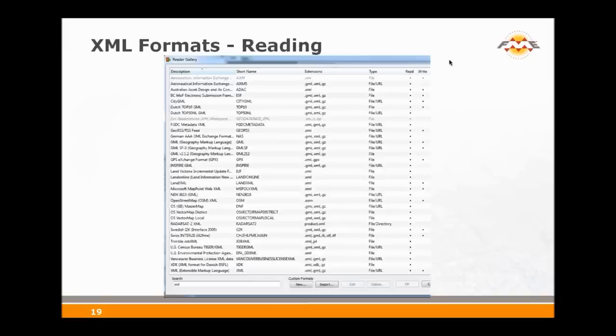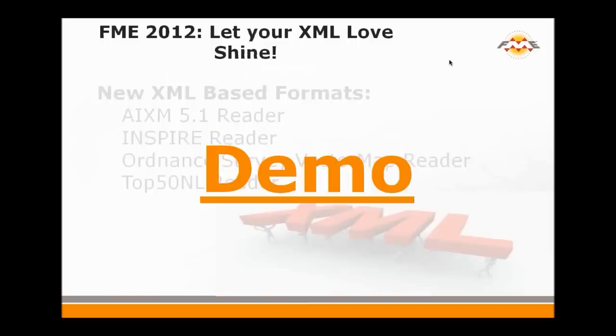Okay? So here's just, I don't expect you to be able to read this, but here out of the box are the formats. If you go into the format gallery and type XML, here are all the ones that are sort of pre-canned. And of course, you'll see GML in there, and you'll see this raw XML in there, and we'll do some of that as well. Okay, so I guess it's time for a demo.